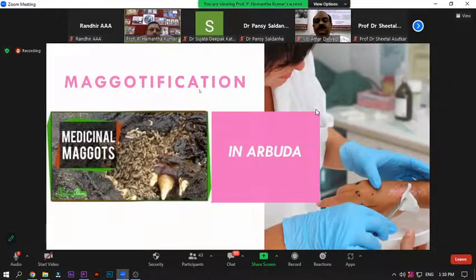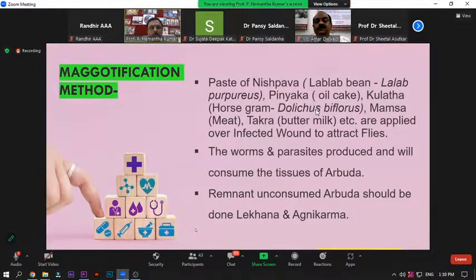And it's very important, we conducted some pilot studies in our institution. Maggotification. Nowadays maggot debridement therapy is very popular. This is clearly mentioned by Susruta in Kaphaja Arbuda Chikitsa. He mentioned Nishpava, Pinyaka, Kulutta, Mamsa, Takra, to be collected and made into a paste and applied on the infected wound to attract flies. Later, the worms produced will consume the tissues of the Arbuda. The remnant unconsumed Arbuda should be treated by surgical procedure or Lekhana Karma and Agni Karma.